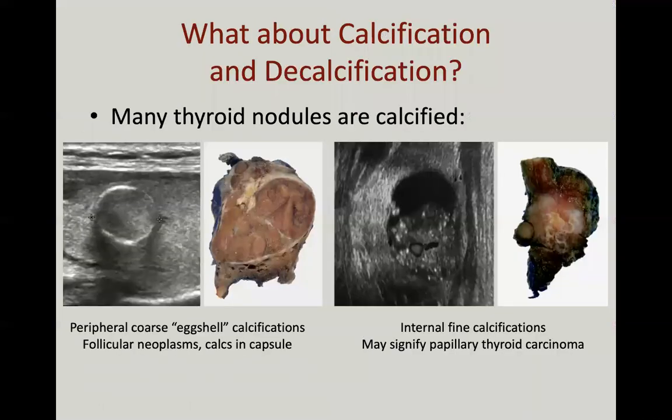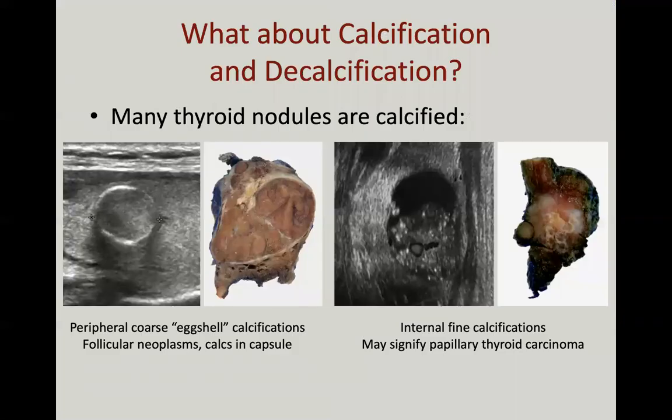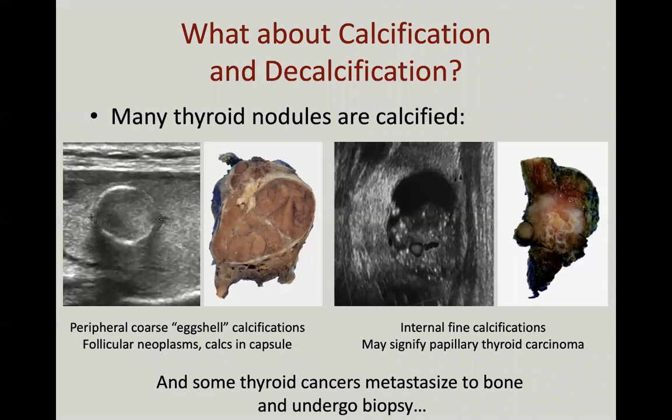So I think we've talked a lot about calcification and decalcification in prior lectures, especially with the BST. I will just remind you that thyroid nodules can be calcified, right? Whether they're peripheral eggshell calcifications in a follicular neoplasm, whether they're internal stippled calcifications in PTC, whether it's actual frank ossification in a PTC, right? Or whether it's a metastasis to bone.